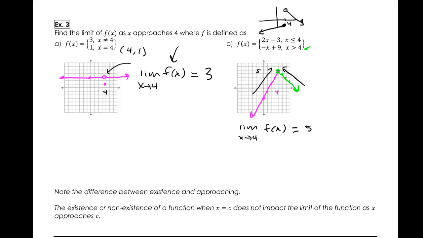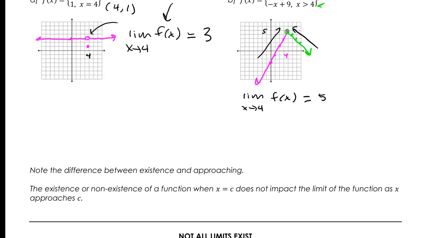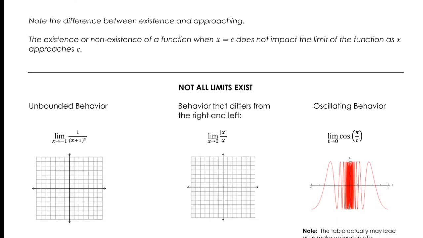Okay, so note the difference between existing and approaching. We didn't really care. Here the function didn't exist here. Here it did. It really didn't matter. We're looking for left and right to meet up. You have 3 cases here where limits don't exist.